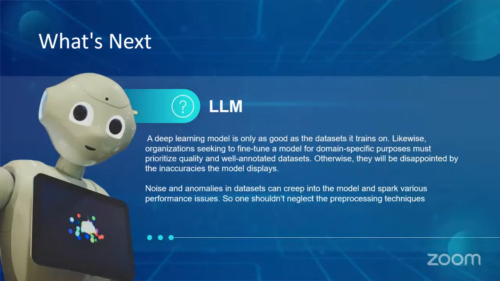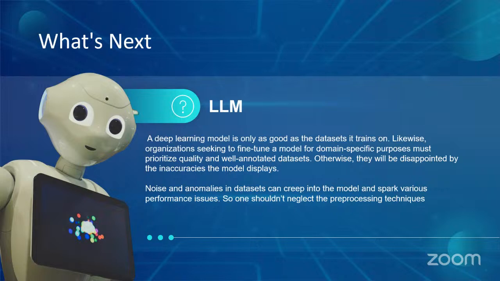So what's next? A deep learning model is only as good as the data sets it trains on. Likewise, organizations seeking to fine-tune a model for domain-specific purposes must prioritize quality, well-annotated data sets. That is very important. From whatever sources we are getting our data set, we should do a good annotation, and our data set should not be biased towards certain classes. It should be neutral. Each class within the data set should have an equal number of images if it comes to image data. And if it comes to review data or others, it should not be skewed towards certain classes. Otherwise, users will be disappointed by the inaccuracies the model displays.